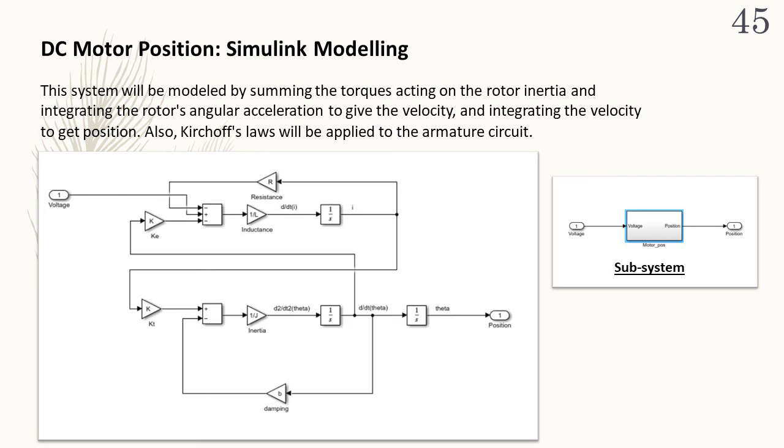Next is DC motor position by Simulink modeling. Here the system will be modeled by summing the torques acting on the rotor inertia and integrating the rotor's angular acceleration to give the velocity, and integrating the velocity to get the position. Also Kirchhoff's laws will be applied to the armature. Here the input is given as the voltage and output is taken as the position, and the terms between these are collectively taken as the subsystem.